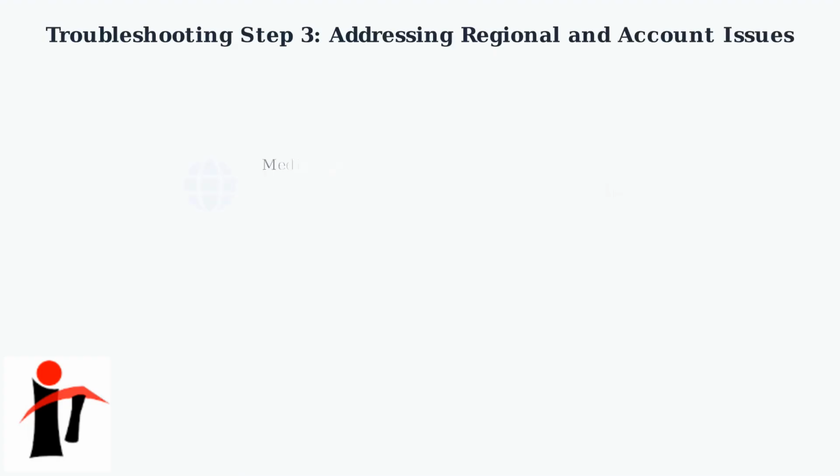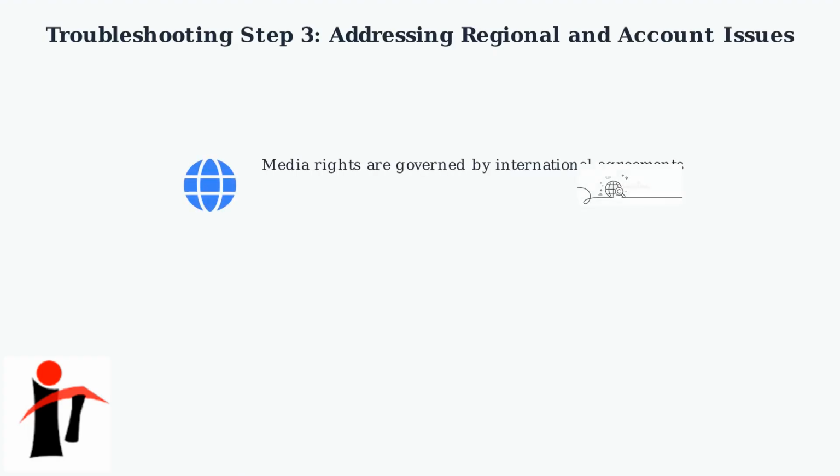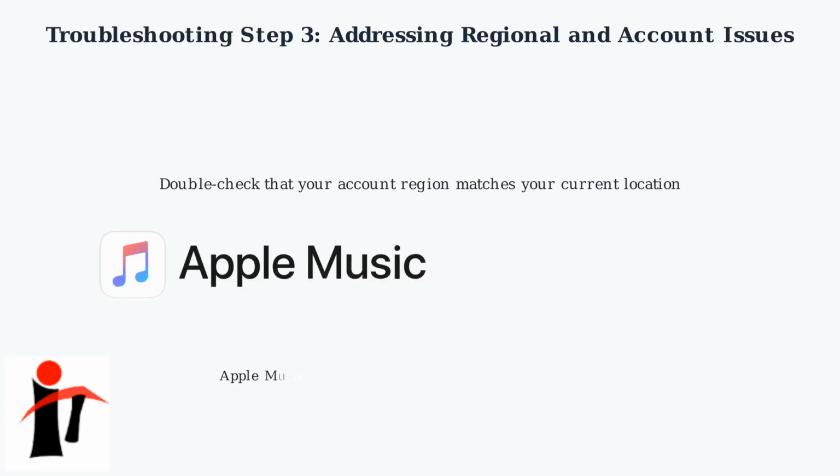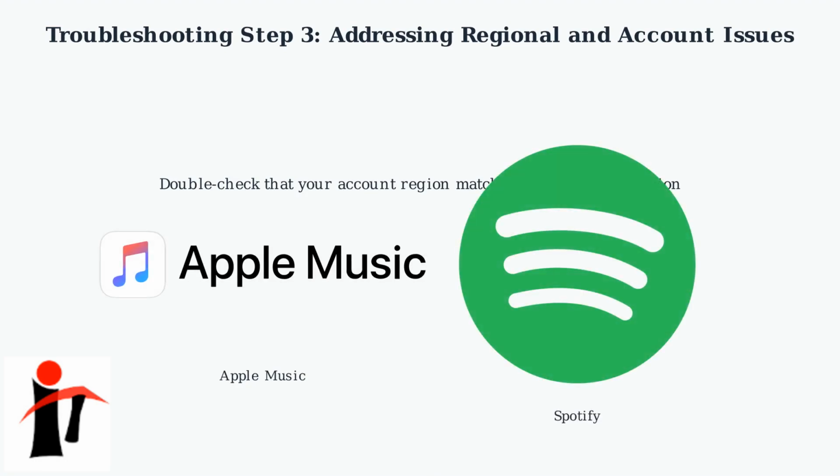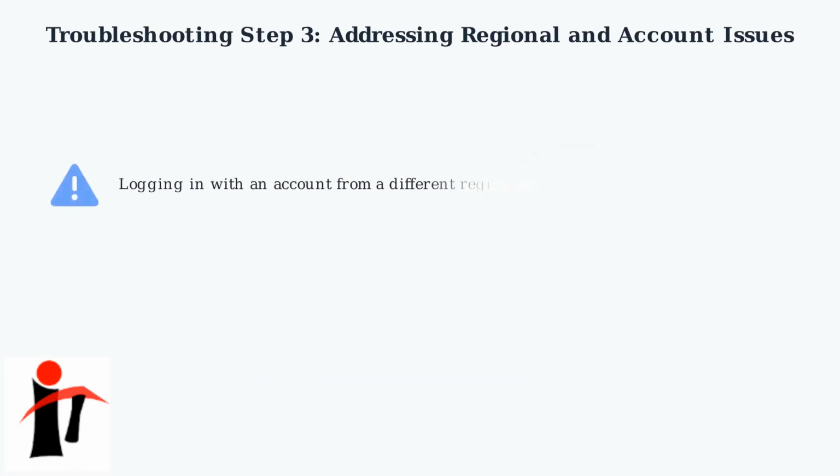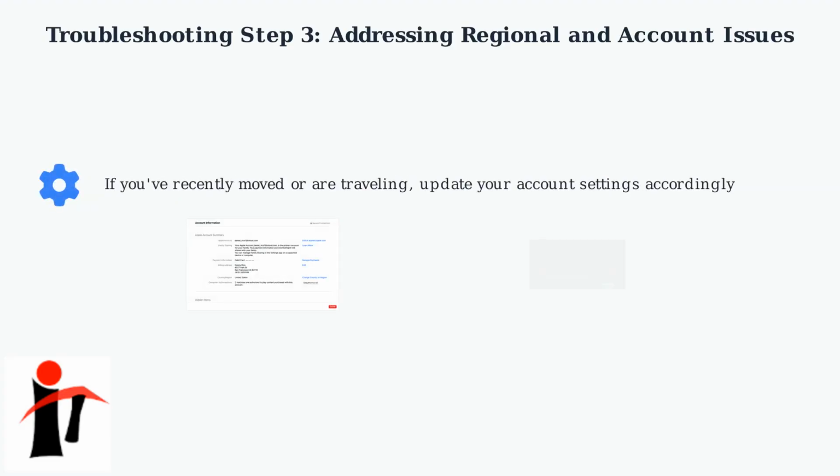Media rights are governed by international agreements that dictate where and how content can be played based on licensing laws. Double-check that your Apple Music or Spotify account region matches the region you're currently in. Logging in with an account from a different region can trigger license errors due to regional licensing restrictions. If you've recently moved or are traveling, update your account settings accordingly to ensure proper regional licensing.